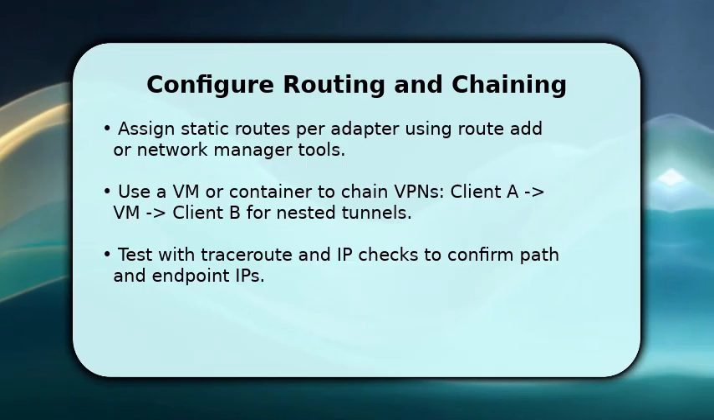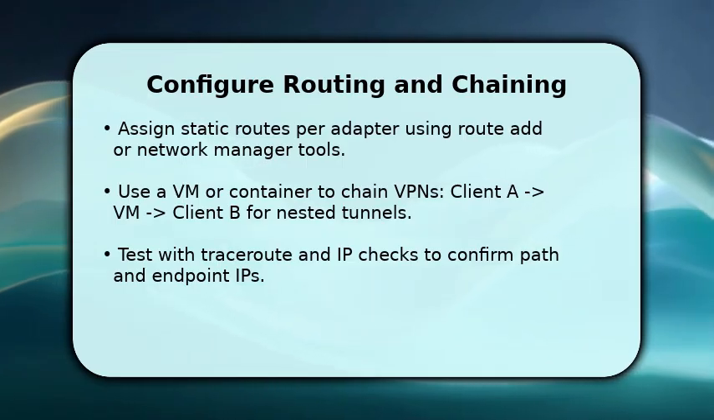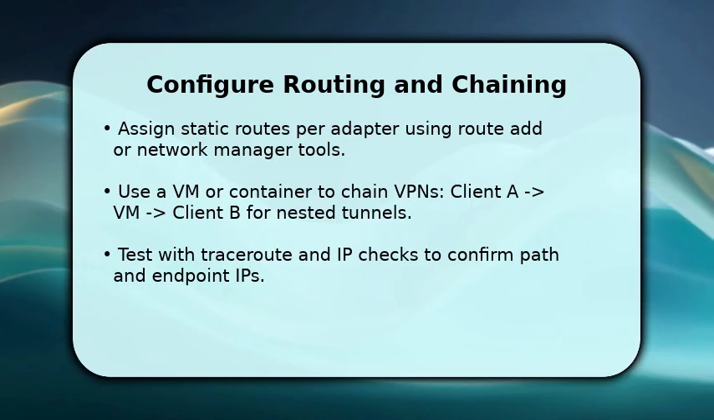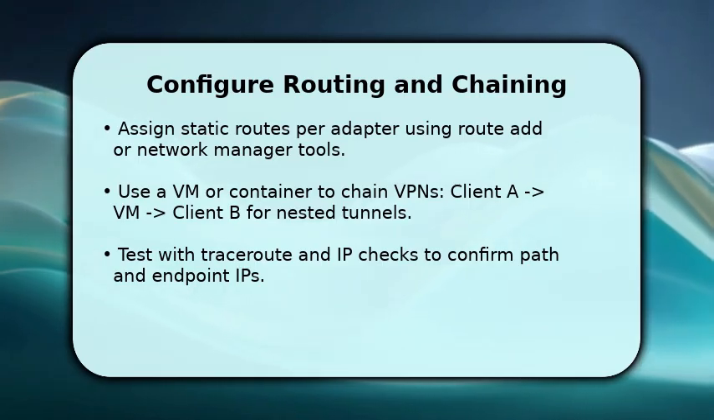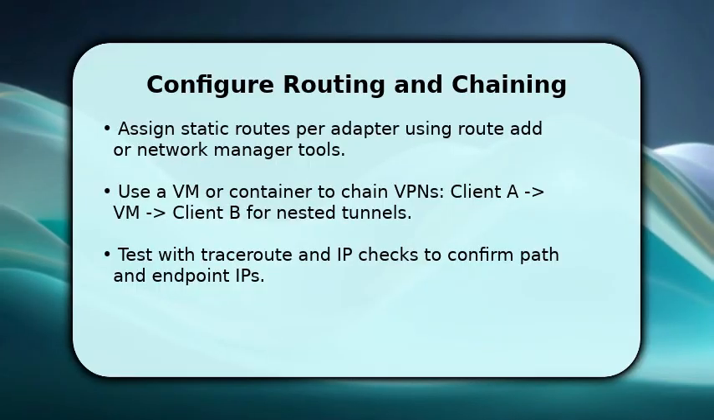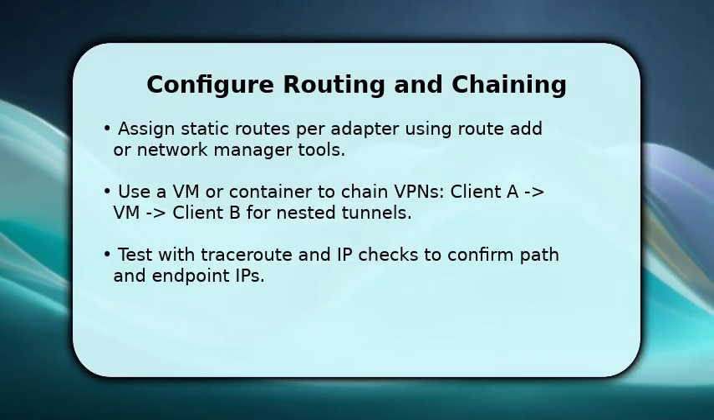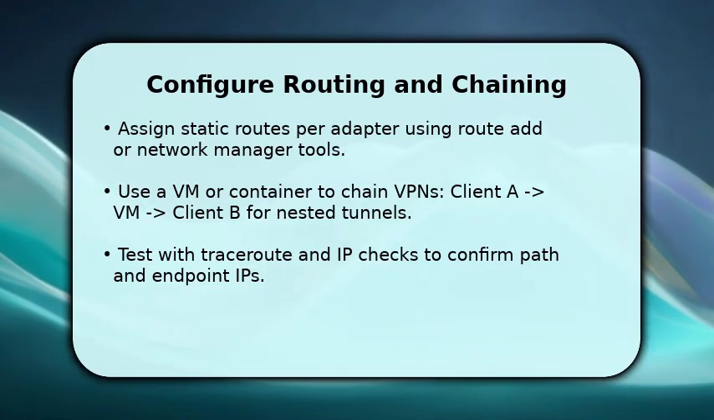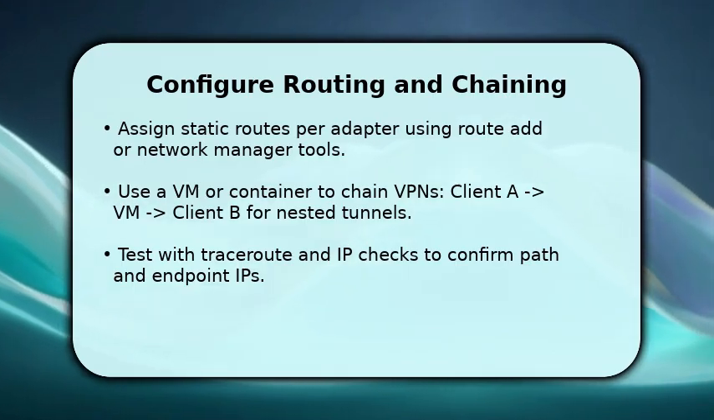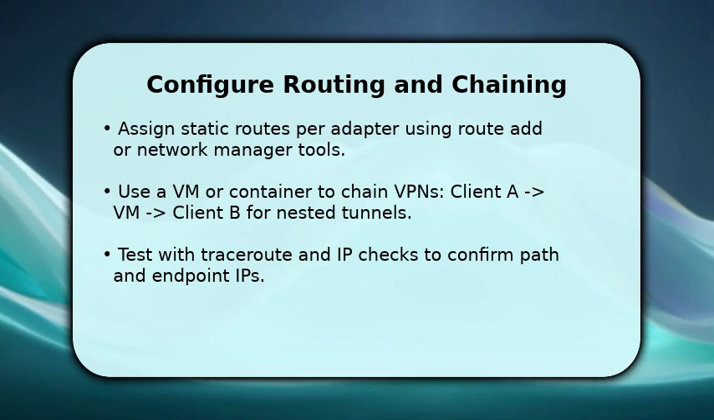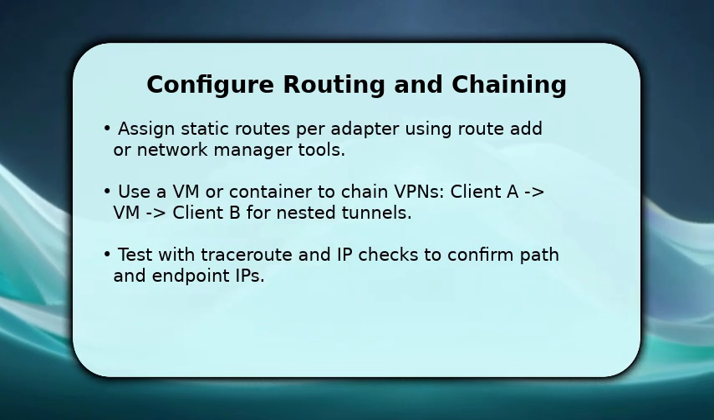If you need full stack separation, run one VPN inside a virtual machine or container, then run the second VPN on the host or another VM. This creates nested tunnels. Make sure DNS is isolated per stack to avoid leaks. Once configured, use traceroute and external IP checks to verify traffic follows the intended VPN path.